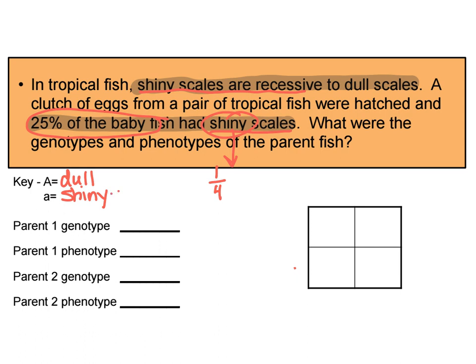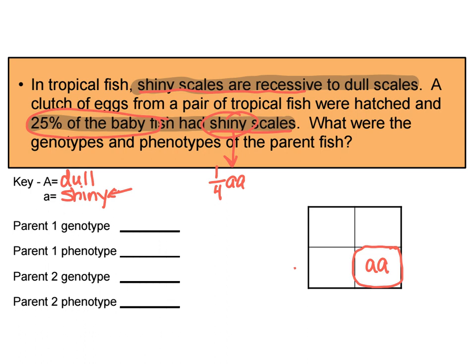Shiny scales are recessive. You can see that right here. So in order to have that, these offspring need to be homozygous recessive. So it's 1 out of 4 squares, so I'm going to put it right here. That's going to be a little a, little a.